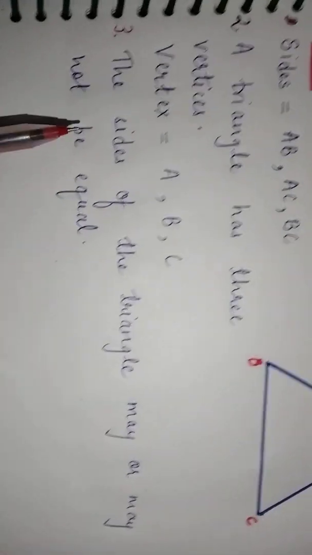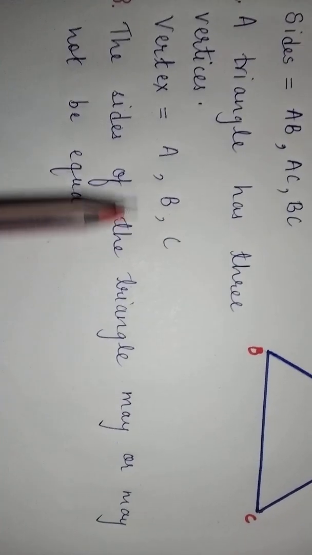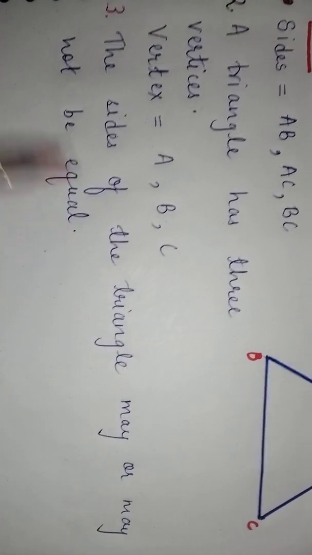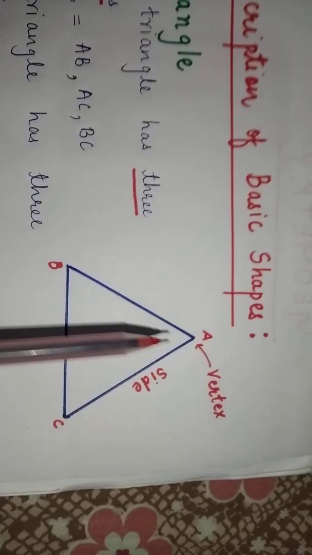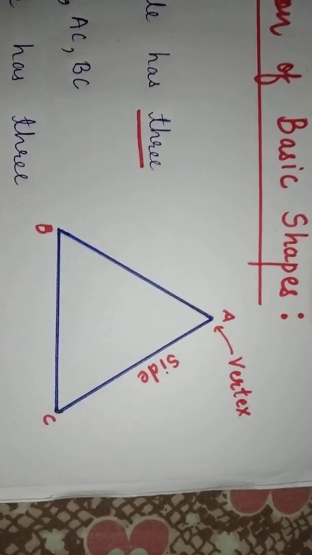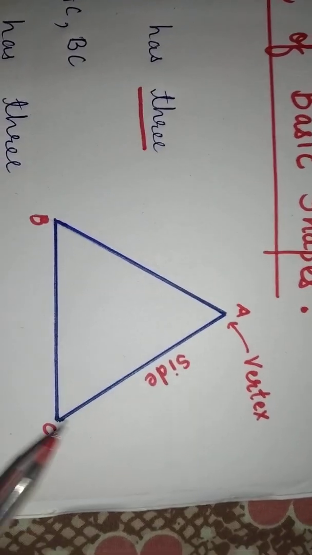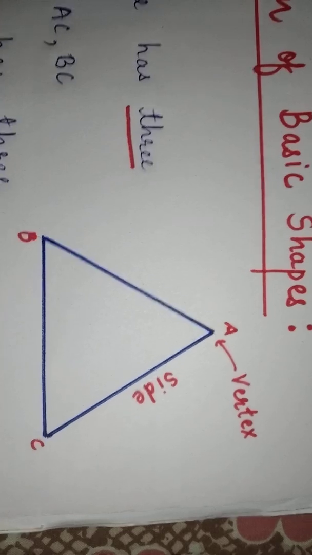The third thing you need to learn is that the sides of a triangle may or may not be equal. So a triangle can have equal sides or it can have sides of different lengths.